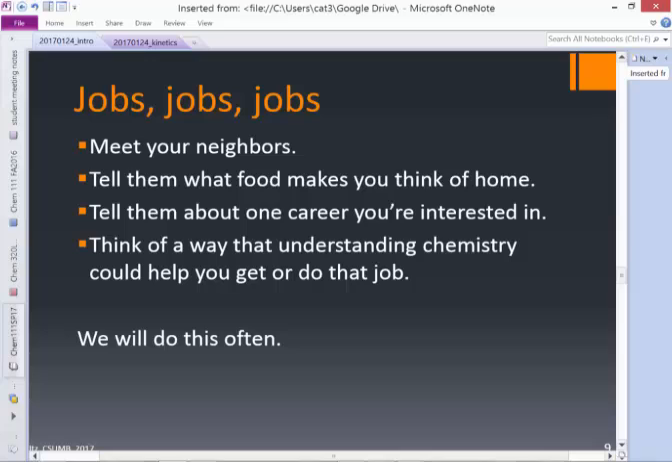It's outstanding. So we're going to do exercises with jobs pretty frequently, and I'm going to try to tie it to chemistry whenever possible, but sometimes we're just going to do it. All right.